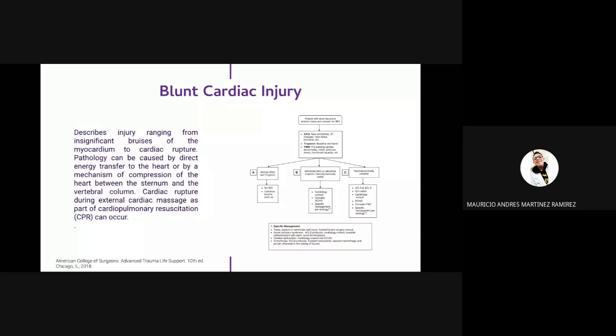Pathology can be caused by direct energy transfer to the heart or by a mechanism of compression of the heart between the sternum and the vertebral column. Cardiac rupture during external cardiac massage as part of cardiopulmonary resuscitation can occur.